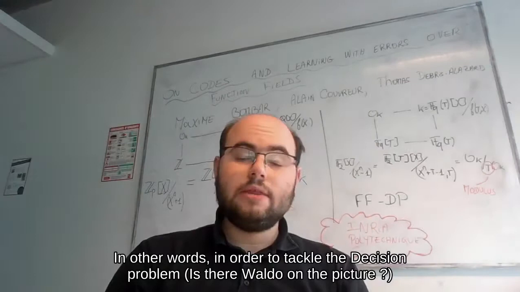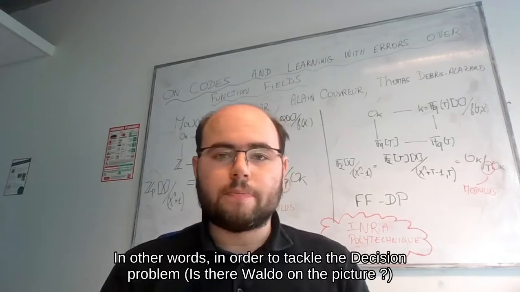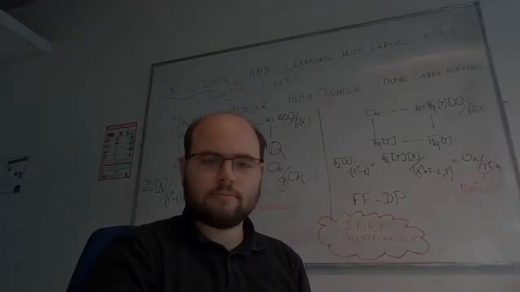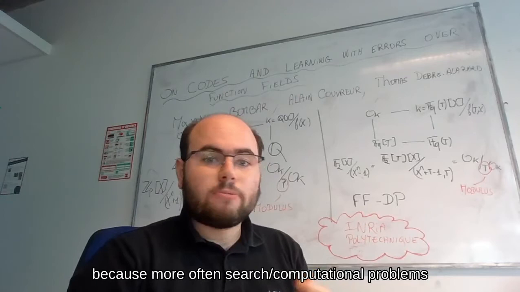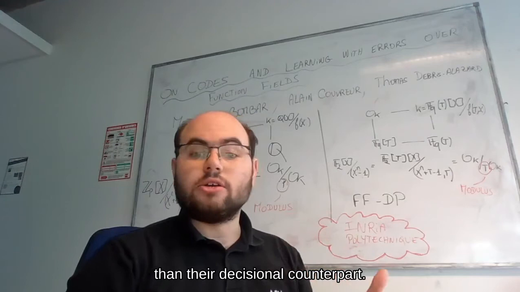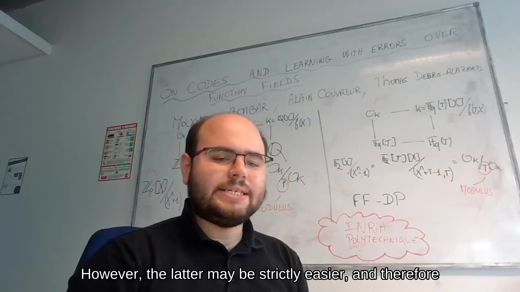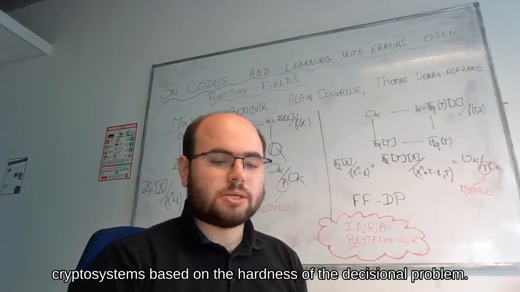In other words, in order to tackle the decision problem, is there Waldo in the picture? You try to solve the computational version, finding Waldo. And this is a very natural strategy, because more often, search problems, computational problems, are easier to analyze and to understand than their decision counterpart. However, the latter may be strictly easier, and therefore one needs to be very careful when instantiating cryptosystems based on the hardness of the decision problem.